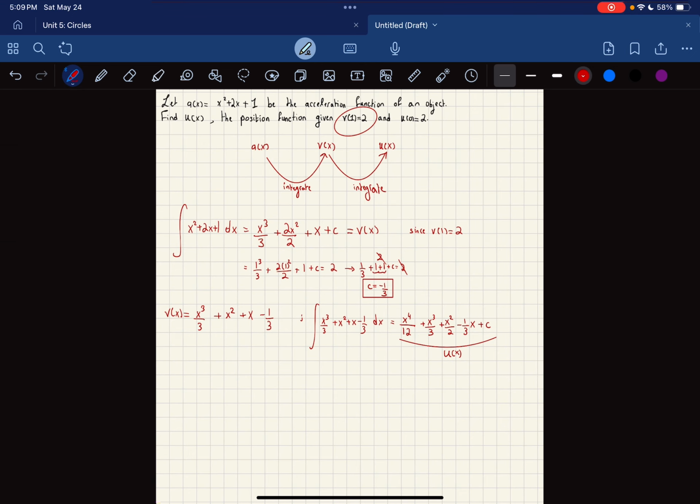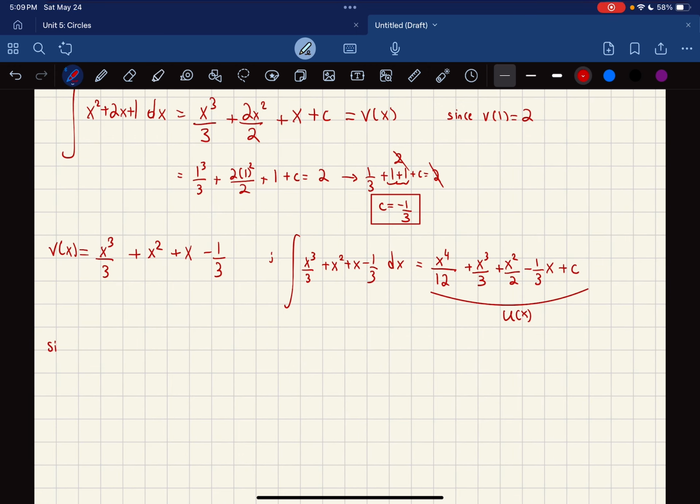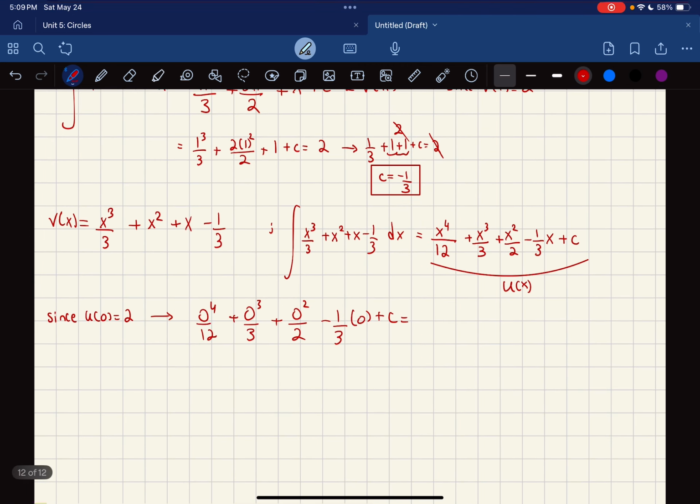Now, we use the initial condition of u of 0 is equal to 2. So since u of 0 is equal to 2, I'm going to replace x with 0. 0 over 12, 0 over 3, 0 over 2, minus 1 over 3 multiplied by 0 plus c. That is going to be equal to 2. So since this is 0, this is 0, this is 0, this is 0, c is going to be equal to 2.